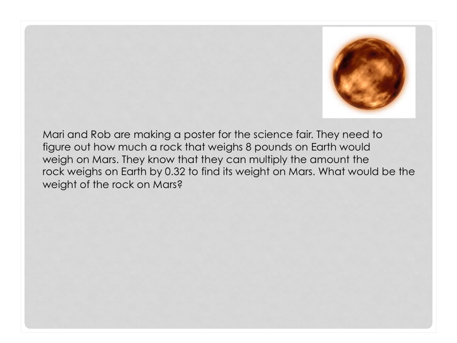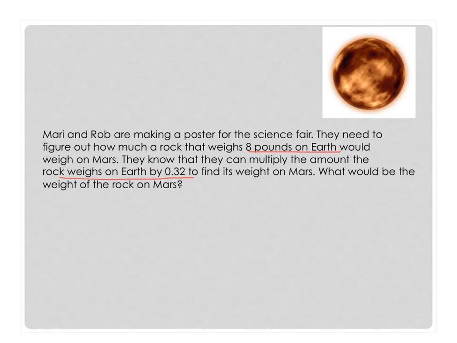Let's see another one. Mari and Rob are making a poster for the science fair. They would need to figure out how much a rock that weighs 8 pounds on Earth would weigh on Mars. They know they can multiply the amount the rock weighs on Earth by 32 hundredths to find out its weight on Mars. What would be the weight of the rock on Mars? Well, we know the rock weighs 8 pounds on Earth, and we know we can multiply the amount the rock weighs on Earth by 32 hundredths to find its weight on Mars.